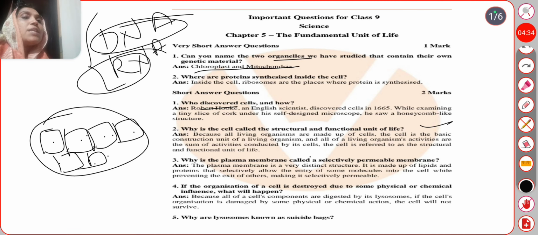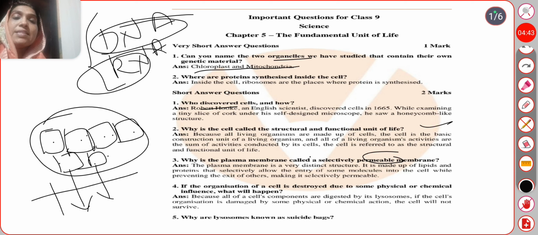Next, why is the plasma membrane called a selectively permeable membrane? What does permeable mean? Permeable means it can allow some material inside the cell.